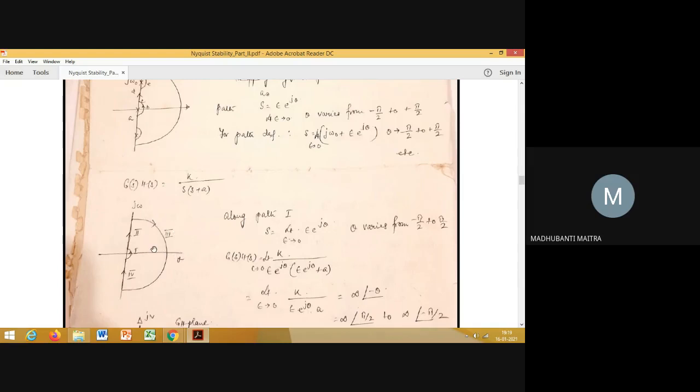Since I have not followed that particular convention while solving this problem, I am just showing along path 1, the small indentation. Along the small indentation, S can be represented as epsilon e to the power j theta, where epsilon is tending towards 0. This is infinitesimally small. This time we are moving in the clockwise direction, right? So theta is varying from minus pi by 2 to 0 to plus pi by 2. Is it clear?